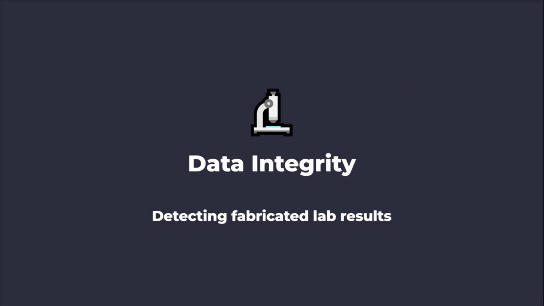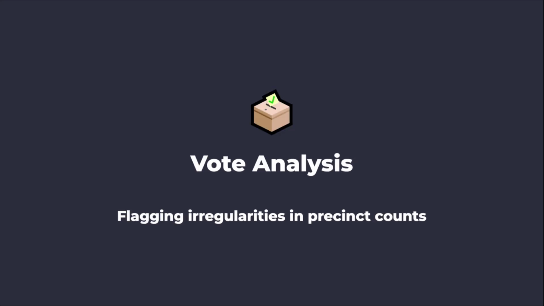Beyond finance, Benford's law is used to validate the integrity of scientific data and election results. In scientific research, if reported experimental data, such as physical constants or measurement errors, deviate significantly from the Benford distribution, it raises suspicion about data fabrication or selective reporting. Similarly, the law has been applied to analyze vote counts in elections.